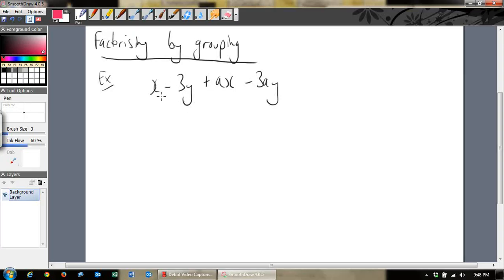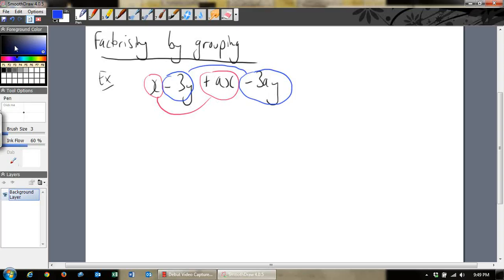But what you can do is group these together in 2 groups of 2. So we've got 4 terms here. What happens if we group this term here with this term here? What if we pair those 2 up? And what if we pair this negative 3y with this negative 3ay? What we're looking for is, if I take out a common factor from this pair, what will I be left with? And if I take out a common factor from this pair, what will I be left with? That's what we're trying to figure out.